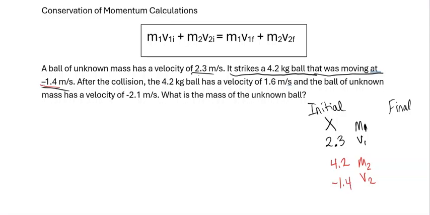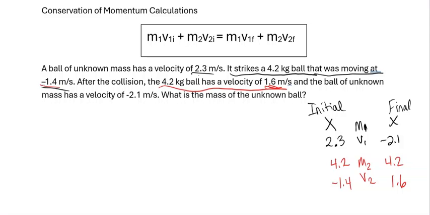Okay, after the collision, the 4.2 kilogram ball has a velocity of 1.6. So that was object number 2. Its mass is still 4.2, but now its final velocity after the collision is 1.6. Okay, and then the ball of unknown mass has a final velocity of negative 2.1, and our mass is still unknown.